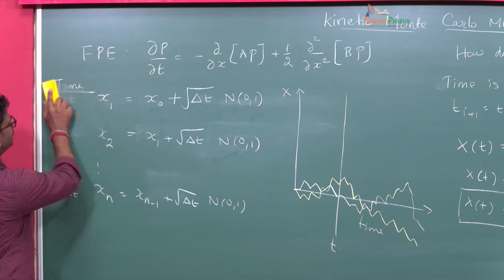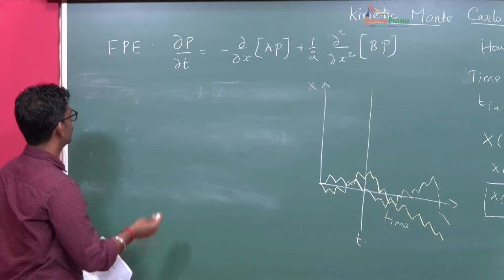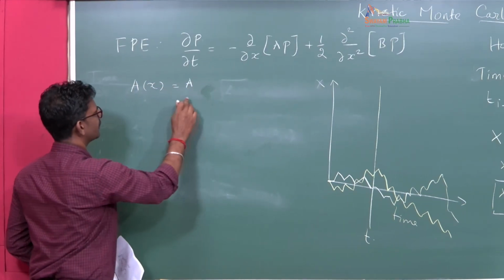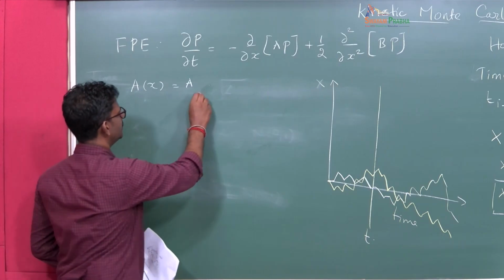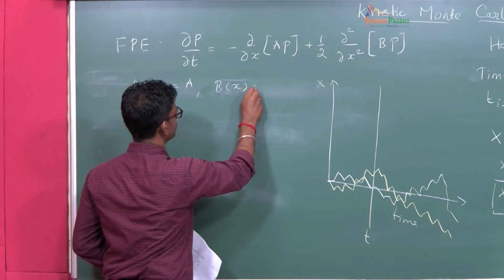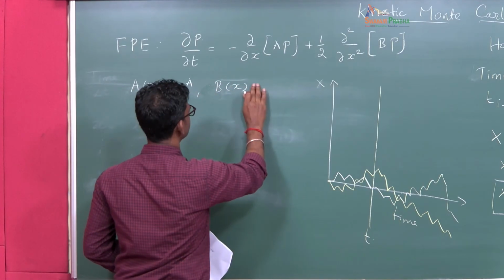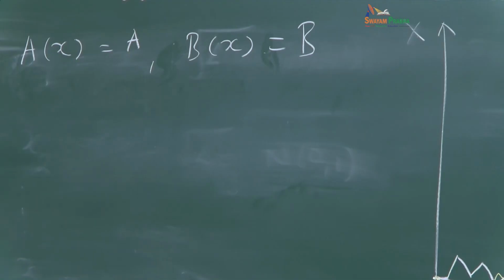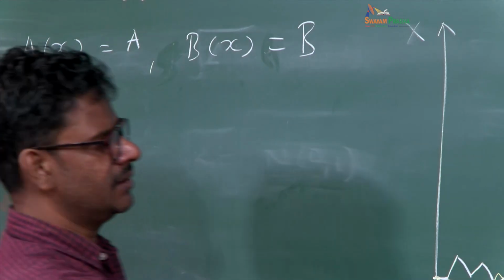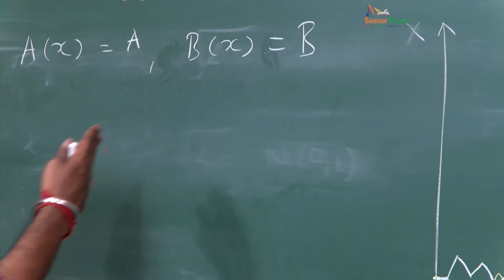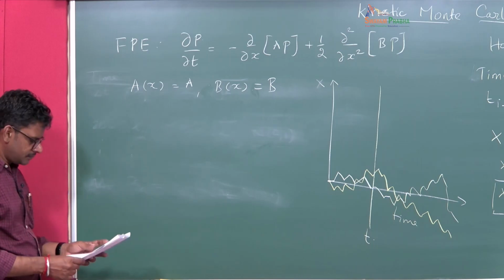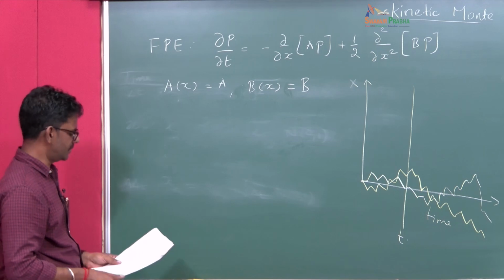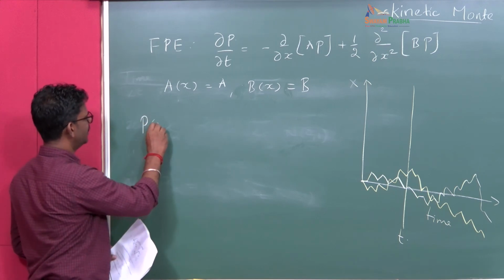Now let us take a slightly different case, where a of x is given as some constant a, so it is a non-zero drift, and b of x is some value b which is also constant. Okay. So in this case, again by this formula, this is also a process that has an analytical solution.